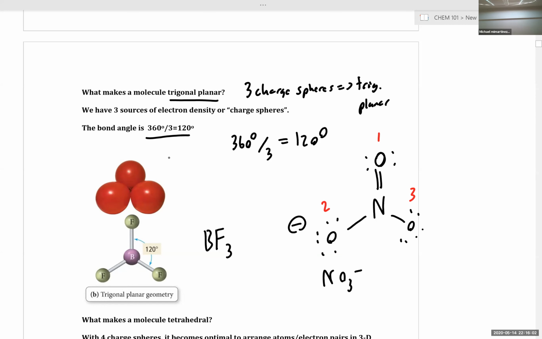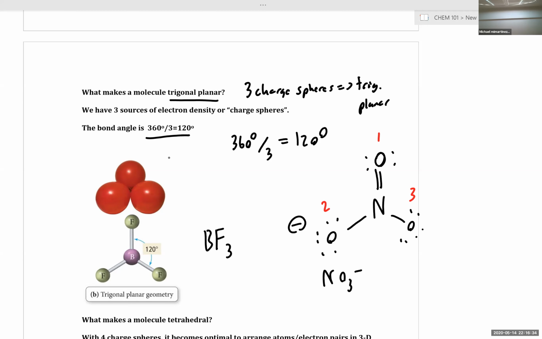Let me show you with a model kit what a trigonal planar geometry looks like in 3D space. So a trigonal planar geometry looks something like this. It's completely flat. Does everyone see the clear 120 degree bond angle? Okay.